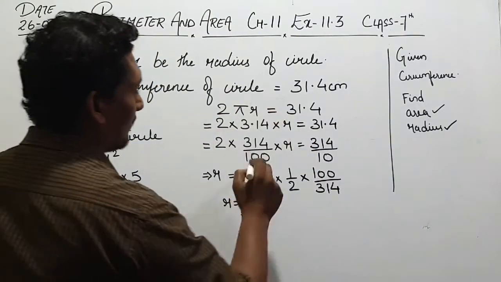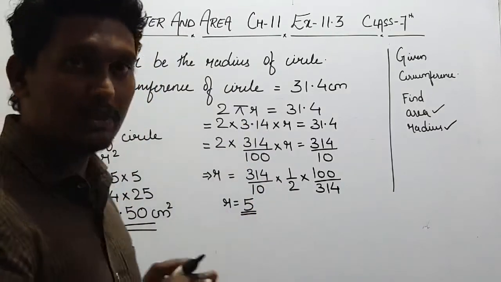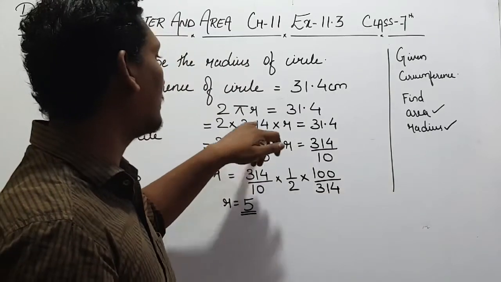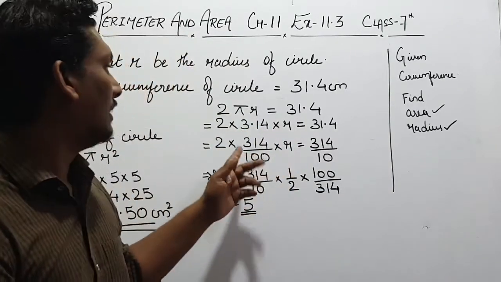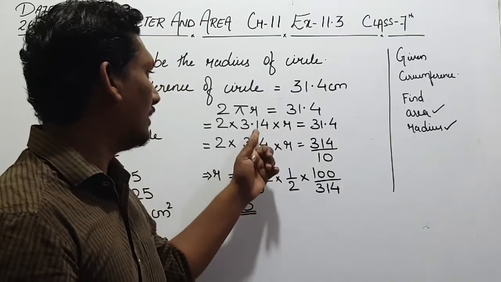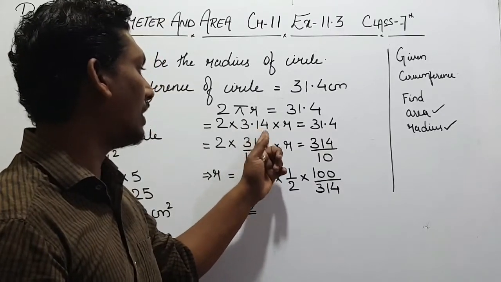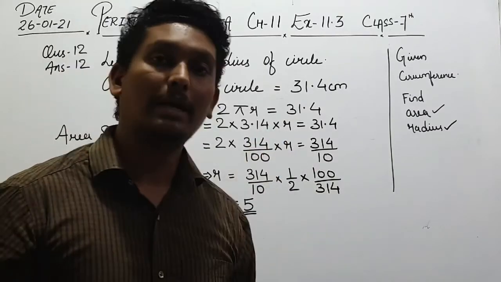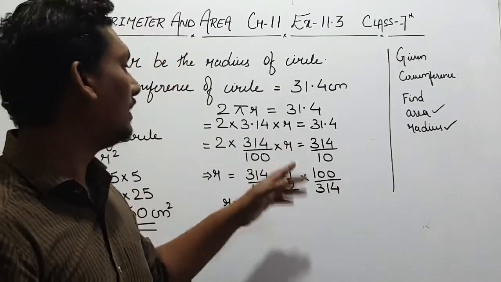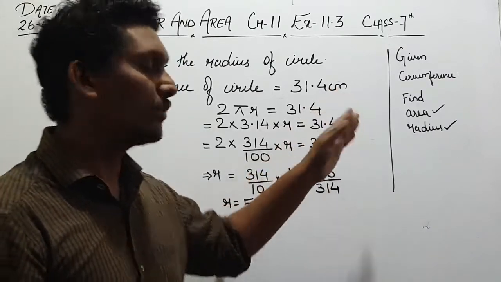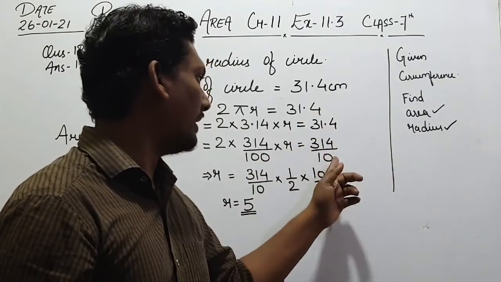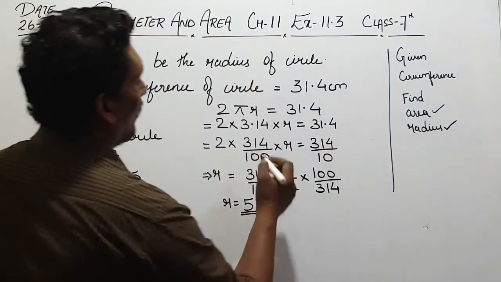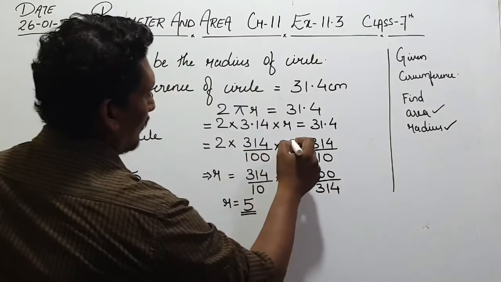One thing I did: 3.14 was the value of pi. For removing the point, since 2 numbers are after the point here, I just divided by 100, so now it is 314 by 100. Now the point is removed. In the same way, here also 31.4 was there. For removing this point, I just divided by 10. So now we have to find this r.